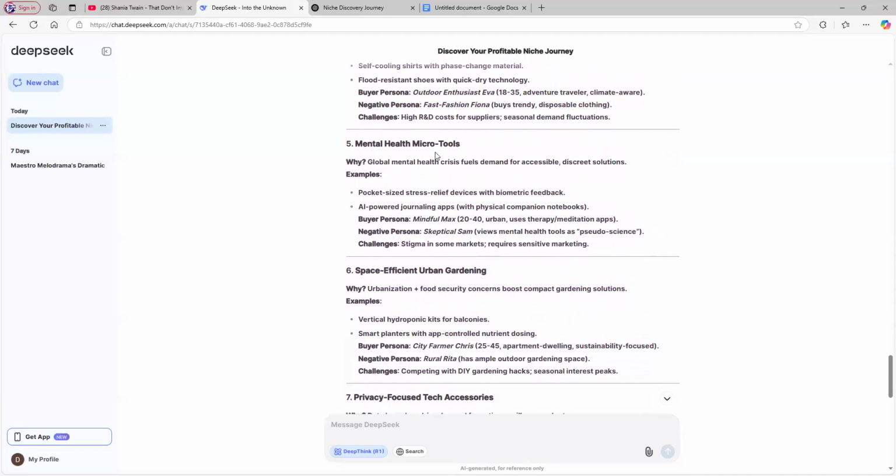See here, mental health micro tools, pocket-size stress relief. These are basically stress toys. AI-powered journal apps. This right here would be getting into the digital products. And digital products are still hot.